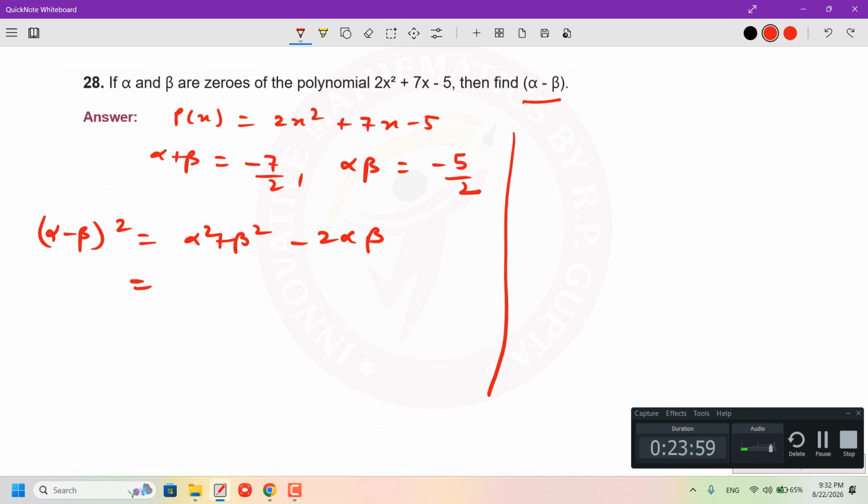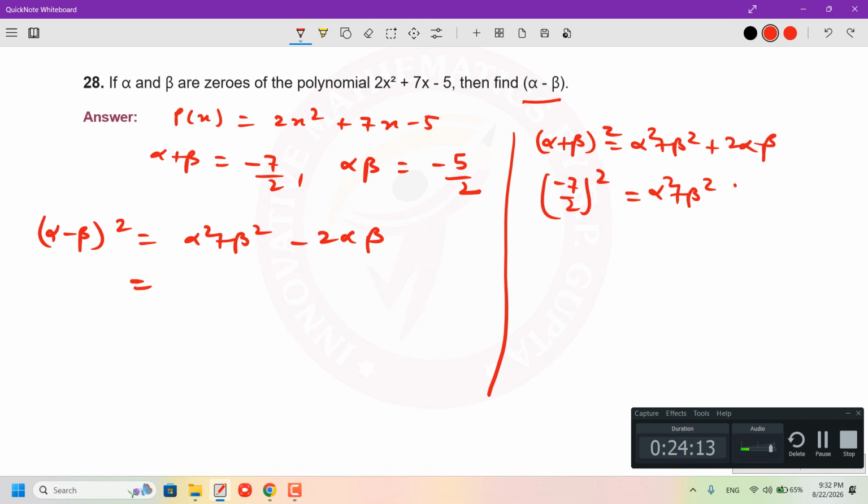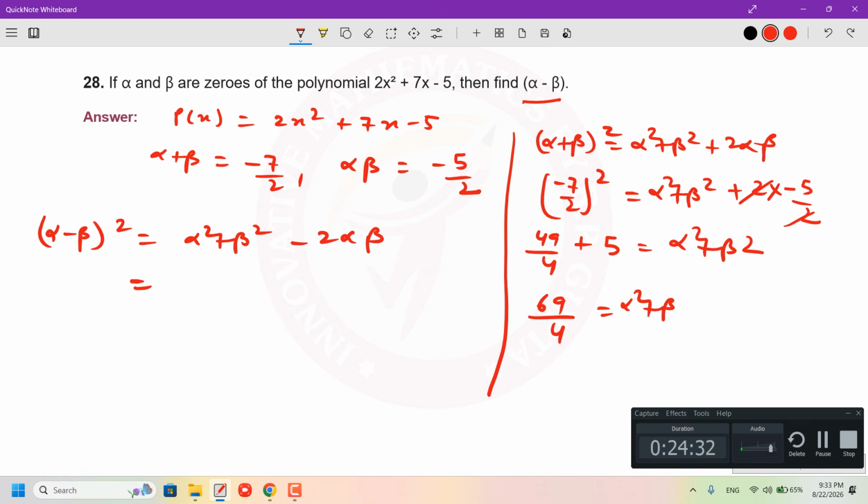First, alpha plus beta whole square equals alpha square plus beta square plus 2 alpha beta, and alpha plus beta is minus 7 by 2, squared, equals alpha square plus beta square plus 2 into minus 5 by 2. So this is 49 by 4, and the 2s cancel, plus 5 equals alpha square plus beta square. So 5 fours are 20, that is 69 by 4 equals alpha square plus beta square.